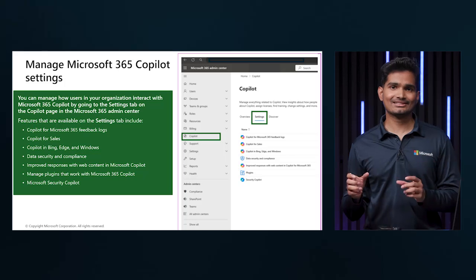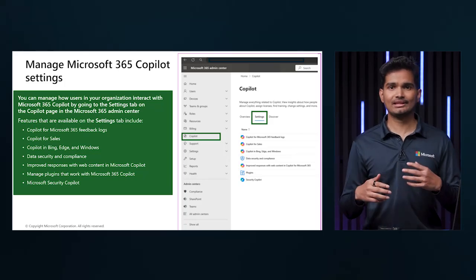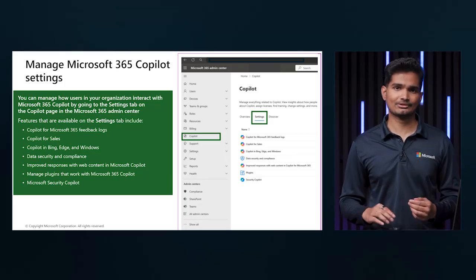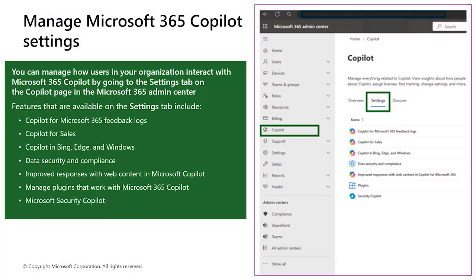Copilot for Sales. This is an AI assistant designed to boost productivity and help sellers close more deals. Copilot in Bing, Microsoft Edge, and Windows. Data security and compliance. This links to Microsoft Purview Compliance Portal for managing sensitivity labels, retention policies, Copilot interactions, audit records, and configuration of interactions with protected documents.